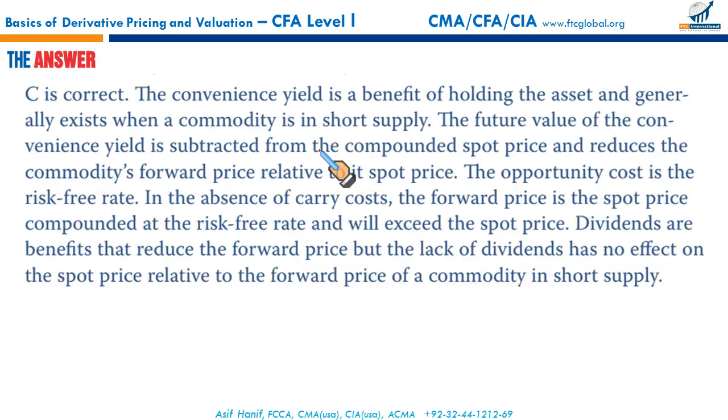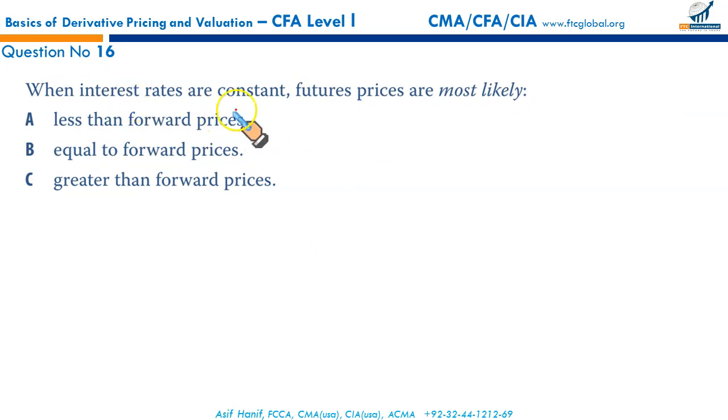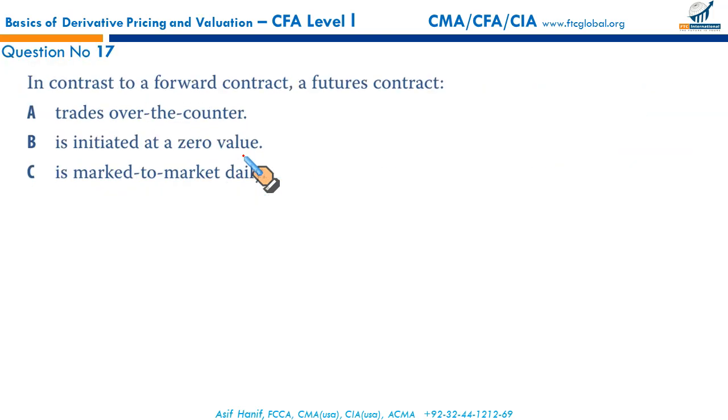Next, when interest rates are constant, future prices are most likely less than forward prices, equal to forward prices, or greater than forward prices. Please remember, when interest rates are constant, futures and forwards will have equal price. That makes B the correct option.